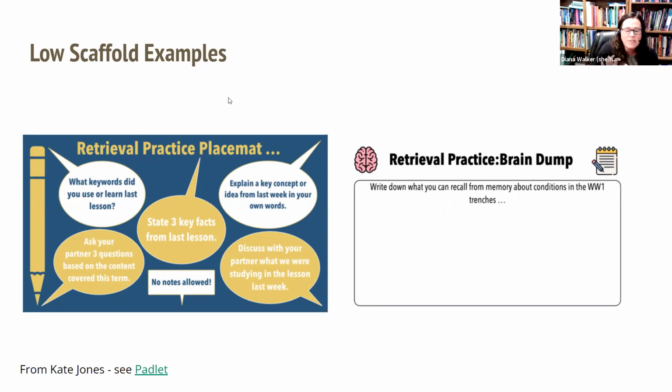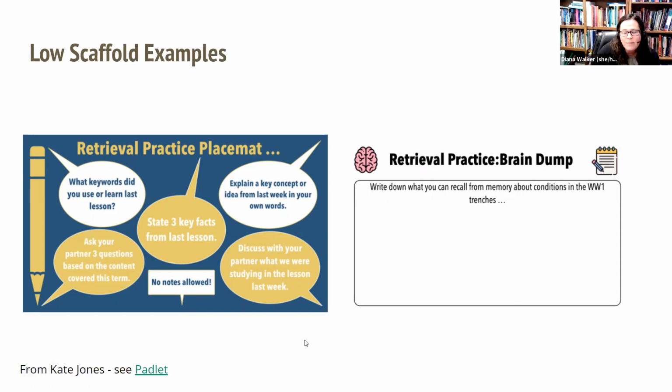Okay, so we think of low scaffold examples and high scaffold examples, but it's not the typical way that we define low scaffold or high scaffold. When we're talking retrieval practice, low scaffold means we're not giving them much of anything to support the retrieval. We're saying go into your mind and pull it out. So this example is called the retrieval practice placemat. If you notice, there's no content information on here at all. It simply asks them questions so that they can go back in and pull it out.